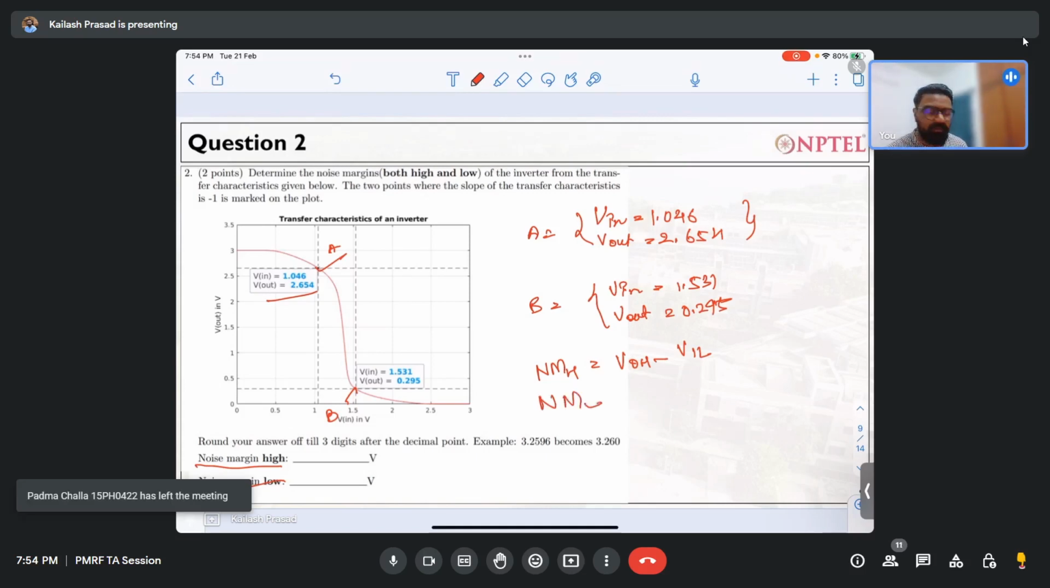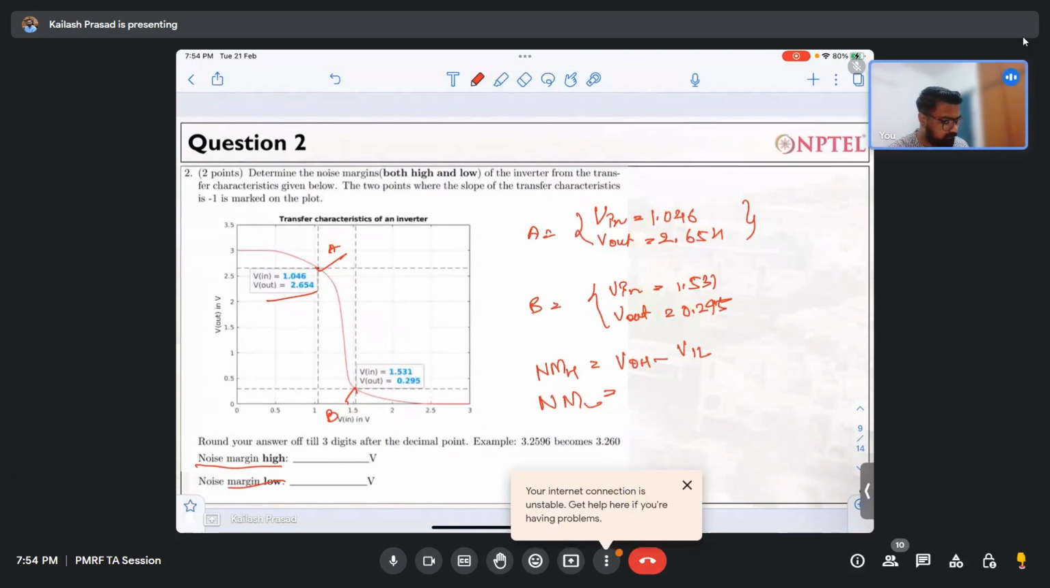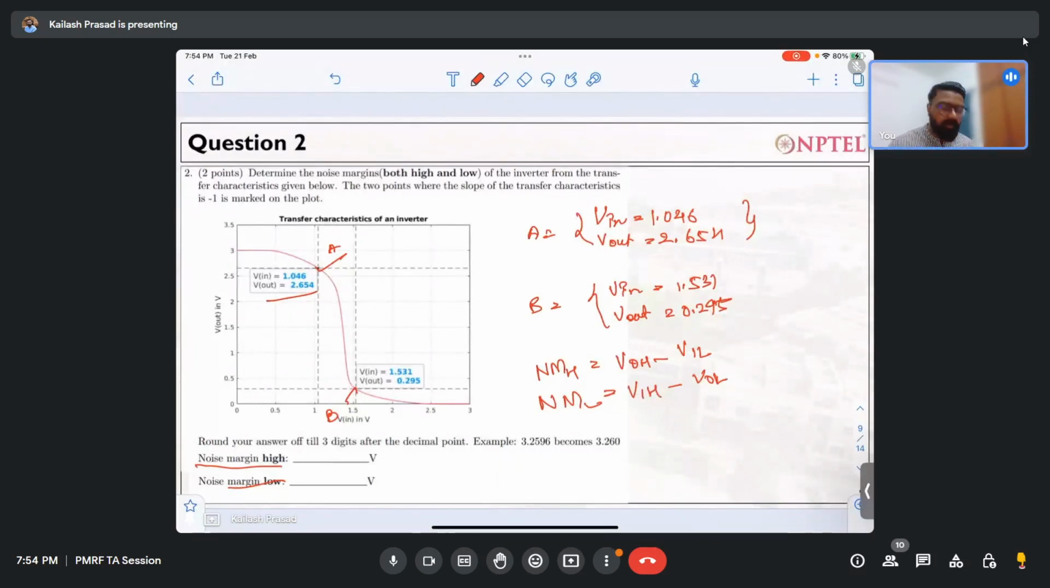I've written noise margin high. Can anybody tell me noise margin low? So VIH minus VOL. That's VOL. Okay. High minus low. It is always high minus low. Okay. So anybody wants to tell me the answer?